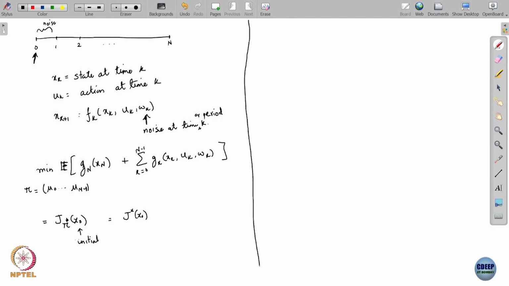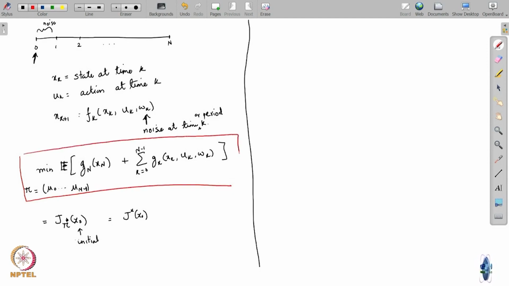So notice that this optimization, the one that I have put in a box here, is an optimization of a function over the space of functions. The decision variable is a sequence of functions. So what one needs to decide is this sequence of functions.